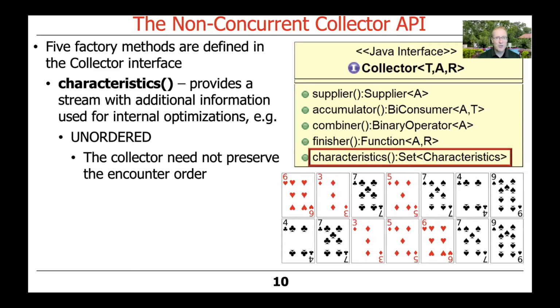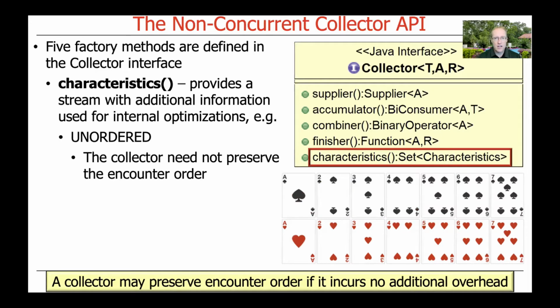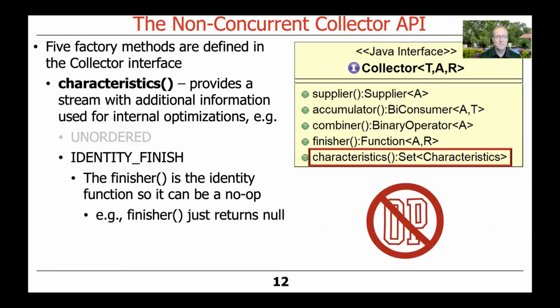There are 3 characteristics that can be set or not set. None of them are set by default. So one of the characteristics is the so-called unordered characteristic. And what that says is that the collector need not preserve encounter order. And as we'll see, the collector can preserve encounter order if to do so requires no additional overhead. So if it needs to preserve encounter order, it may have to do some extra work. If the unordered characteristic is set, it's just like, store this data any old way you want. I don't care. The programmer doesn't care about the order it comes back.